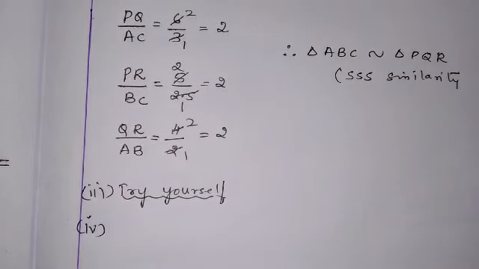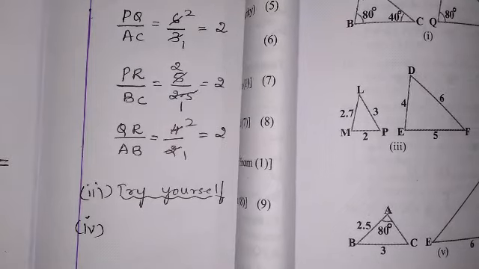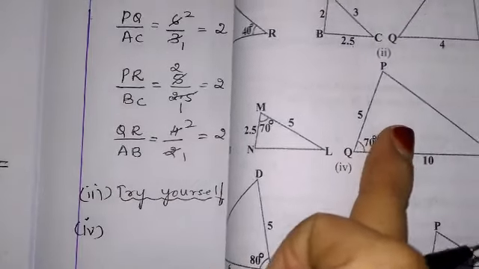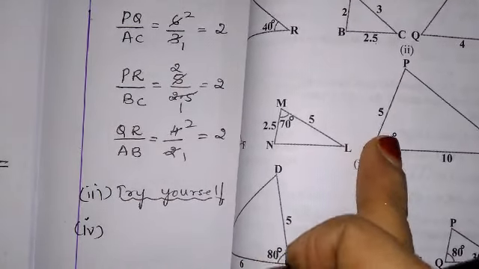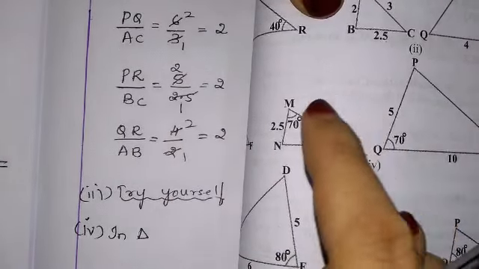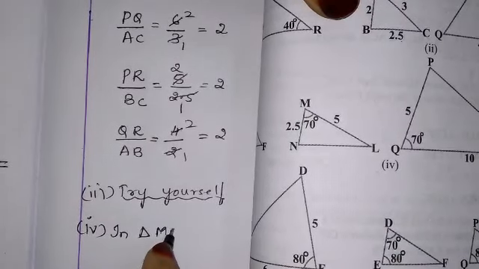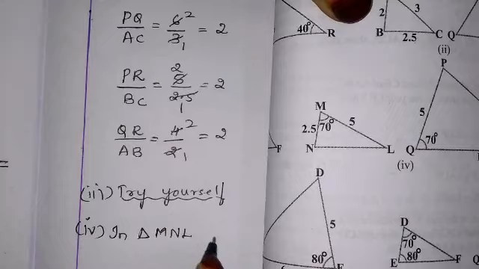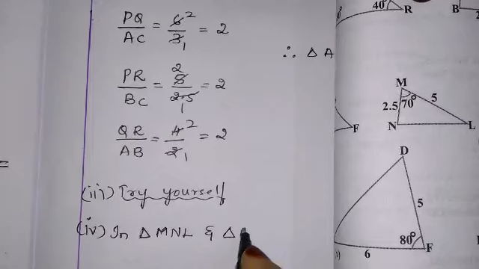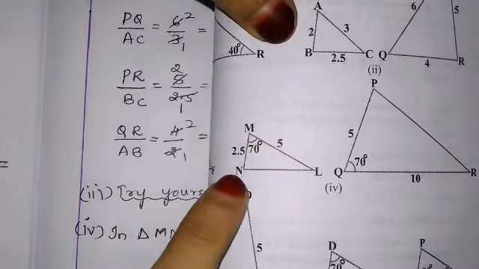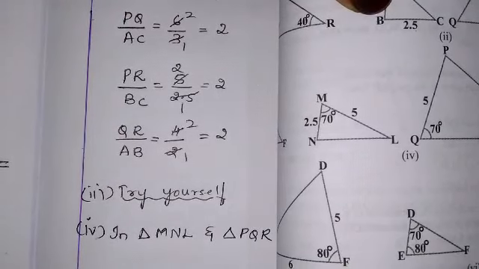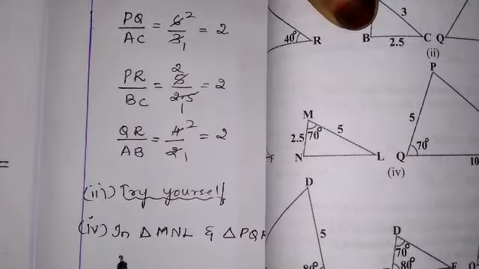Fourth one, let me check how they have given. Okay, question number 4th. Again, question number 4th. You people can focus on question number 4th. What they have given in triangle MNL and triangle PQR. Okay, MNL, PQR. Now let us see sides they have given.